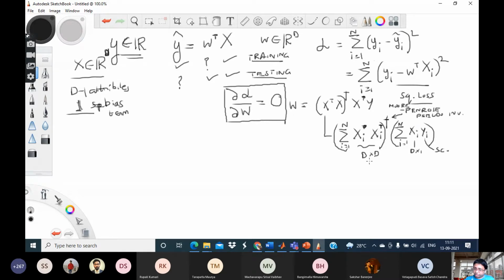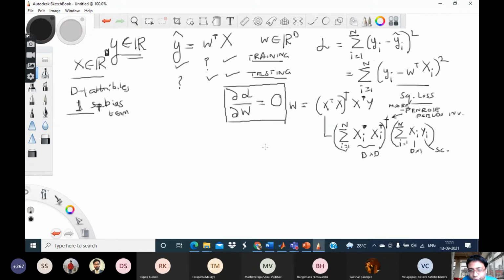You take its pseudo inverse, it's still a d cross d matrix. Then you calculate this, and you get a d cross 1 vector. So a d cross d matrix times a d cross 1 vector is again a d cross 1 vector, which is what W is. Right.